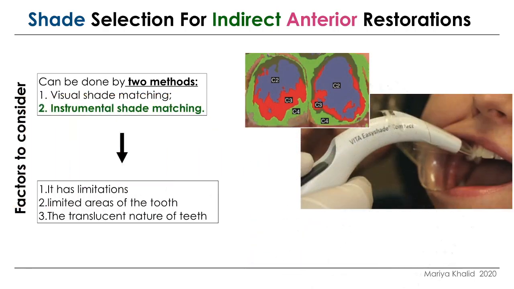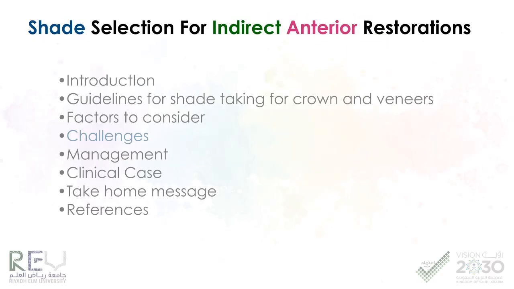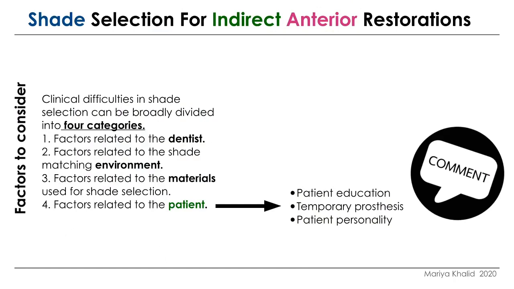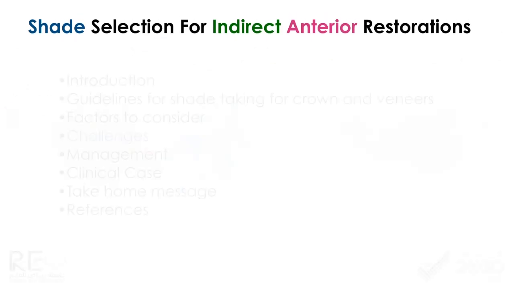And now we're going to see the factors related to patients. Patient education is very important, and also the temporary prosthesis. When patients go home with a temporary prosthesis, the comments of people may affect the acceptance or rejection of the prosthesis. So don't send the patient home with a mock-up, okay? And patient personality is also important.